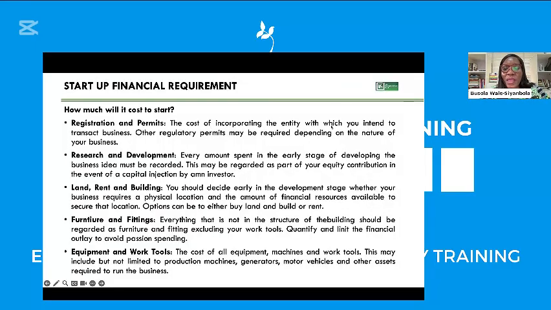All right, so anyone looking to start a business, or even if you've started and you're still at the early stage, a fundamental question that I'm sure you'll be asking is, how much will it cost to start this fantastic business idea that I have? These are some examples of the types of costs that you incur at the startup phase. One is the cost for the registration and permits of the business.